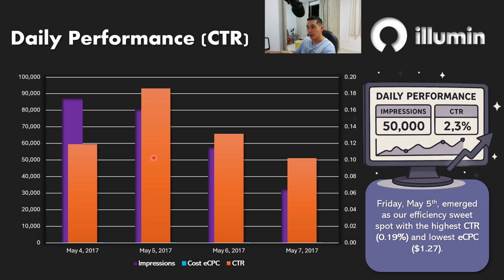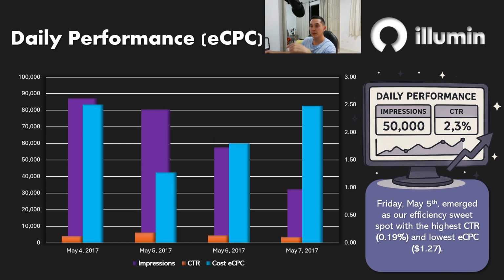Friday, May the 5th, emerged as our efficiency sweet spot with the highest click-through rate, or CTR, at 0.19%, 36% above campaign average. Note the significant engagement drop over the weekend, particularly on Sunday. This isn't random variation, it's a consistent pattern we've observed throughout the campaign. And I'd like to take some actions based on this. Let's examine how these daily patterns affect our cost efficiency.